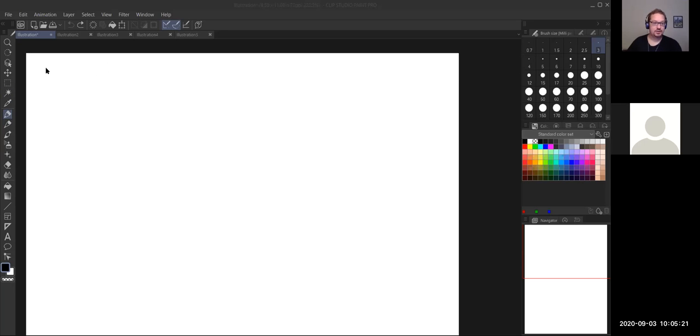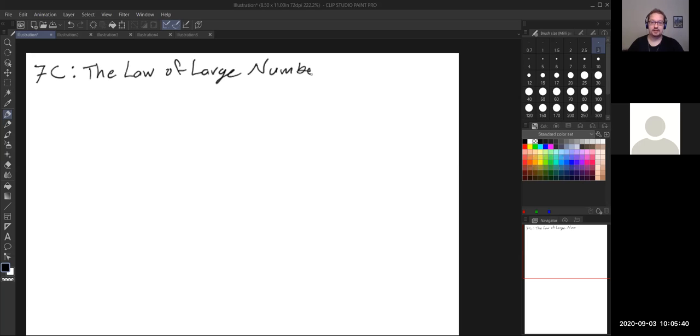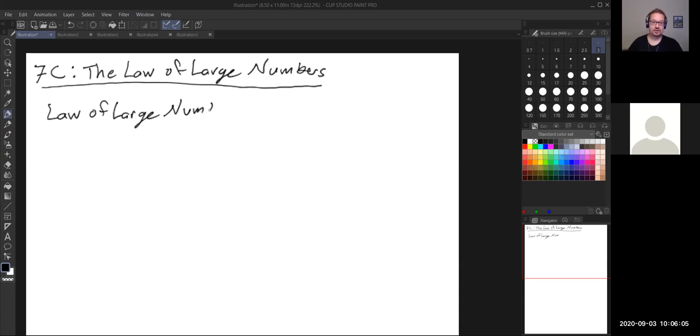So section 7C is on the law of large numbers. There is a little bit more as well, but that is the main focus. So we're looking at the law of large numbers. We're going to start off with what exactly the law of large numbers states, and how that applies to what we've been looking at. I'm going to go ahead and write this again. So law of large numbers, this is the actual law here that is given in the book.